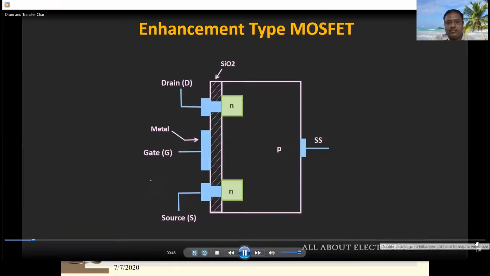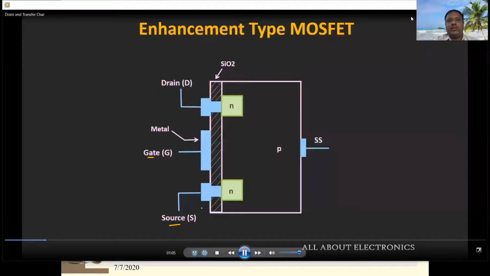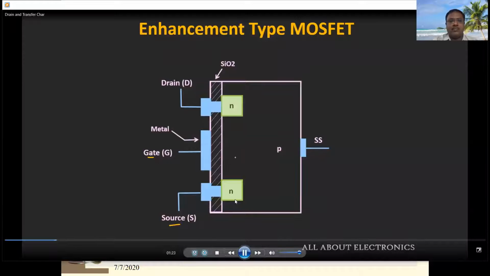And similar to the depletion type of MOSFET, this oxide layer isolates the gate terminal and the P-type substrate. But here, unlike the depletion type of MOSFET, there is no channel between this drain and the source terminal. So whenever we apply the control voltage between this gate and the source terminal, then the channel is formed between this drain and the source terminal. So here in this type of MOSFET, basically the application of the control voltage enhances the number of charge carriers in this region, and due to that the channel is getting created, and that is why this type of MOSFET is known as the enhancement type of MOSFET.